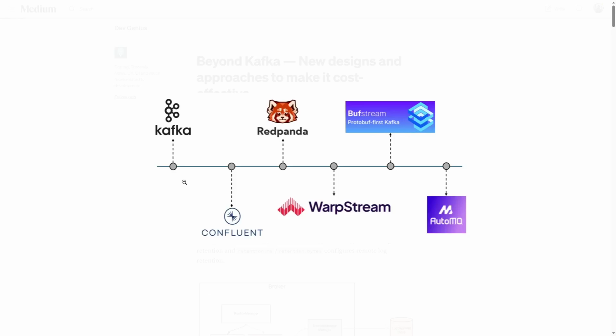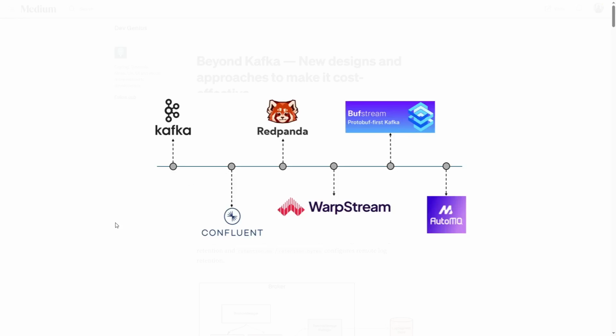Then there was a company called WarpStream, which created a stateless, storage-optimized version of Kafka so that we can reduce the cost. That later on got acquired by Confluent itself. Then we have Bufstream, which is a Protobuf-first Kafka-compatible solution which directly uses S3. We have AutoMQ, which is again a solution built on top of Kafka's core code, removing the storage part. There are other companies as well.